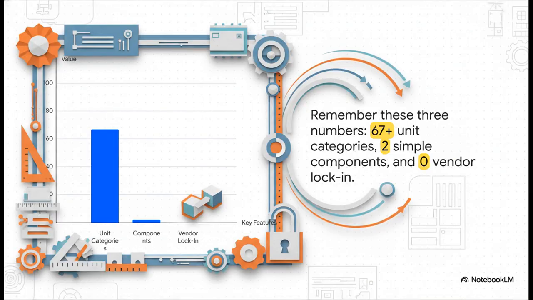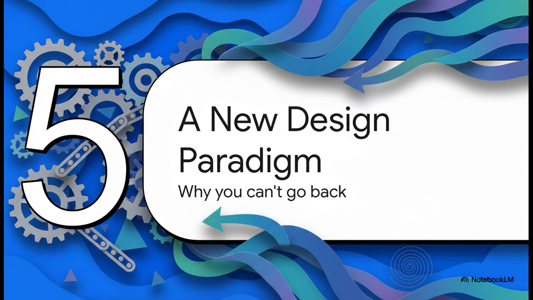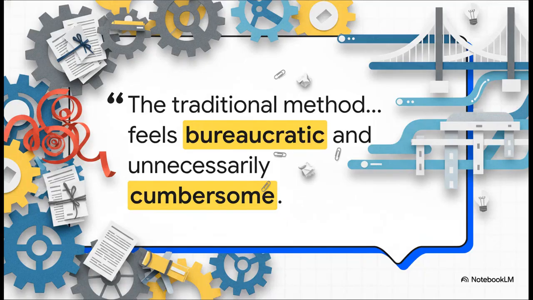So if you remember nothing else from this, remember these 3 numbers. Over 67 unit categories right at your fingertips. Just 2 simple components to get it all running and absolutely 0 vendor lock-in. You know, all of this leads to something much bigger than just another productivity tool. It really represents a fundamental shift in the design process itself. It's the reason why users who adopt this kind of workflow say they can never, ever go back to the old way. I love this piece of feedback.